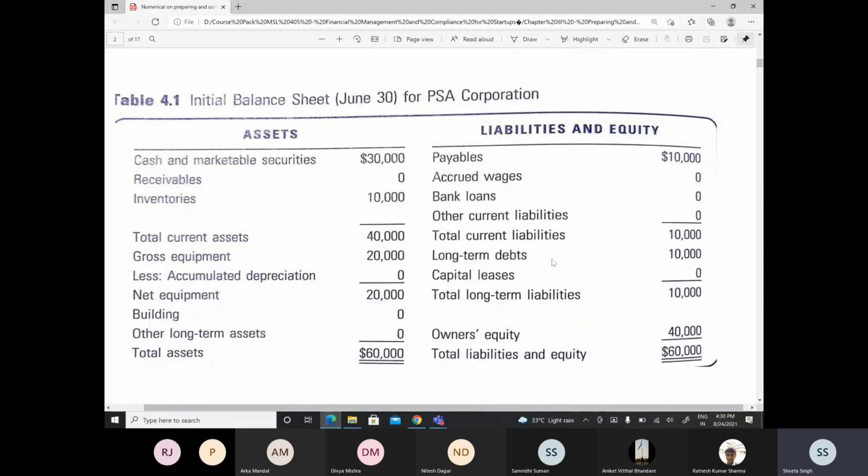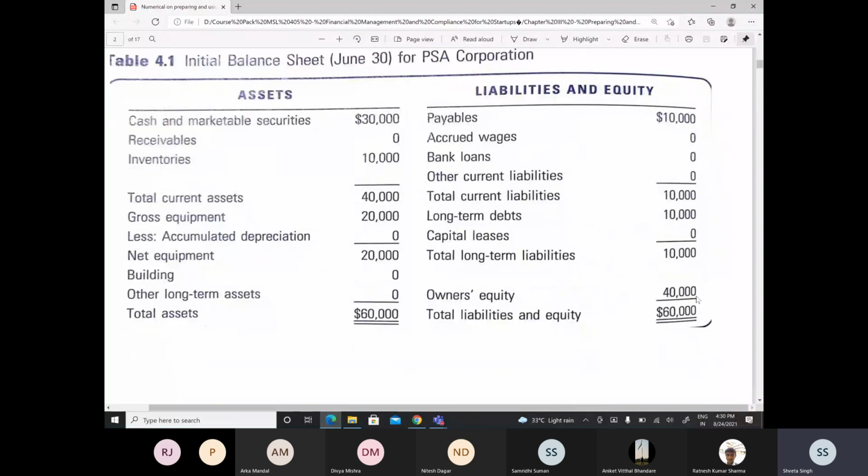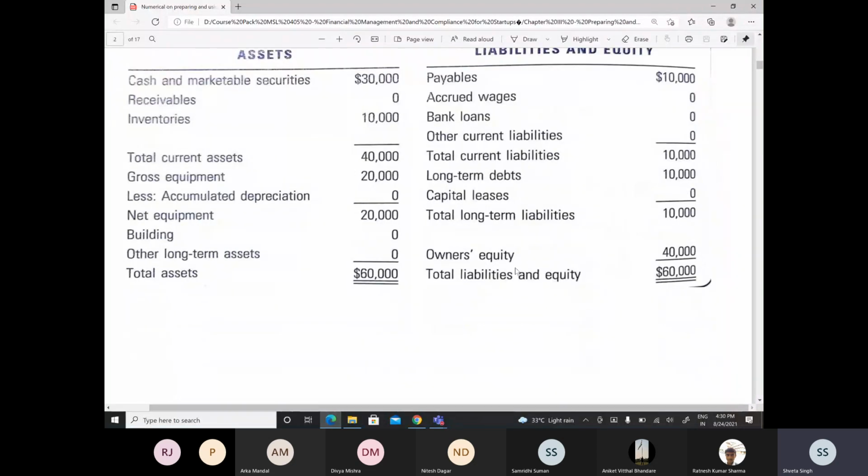In terms of long-term debt, we have 10,000. That is a loan that the friend has given. We don't have any lease agreements with anyone, so that is 0. So we have total long-term liability of 10,000. Then we have the owner's equity, which is the founder's equity, the opening capital, which is $40,000. So our total liabilities and equity is 40 plus 10 plus 10. That is $60,000.